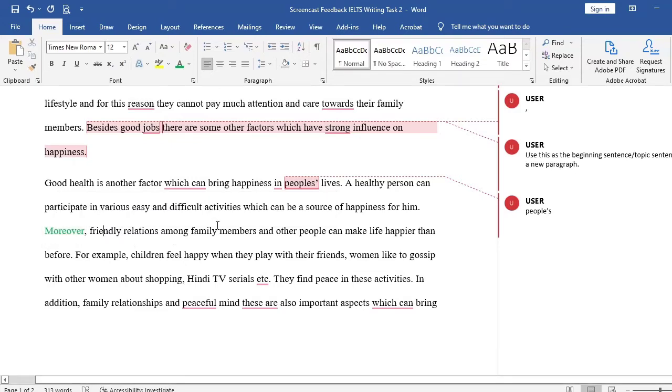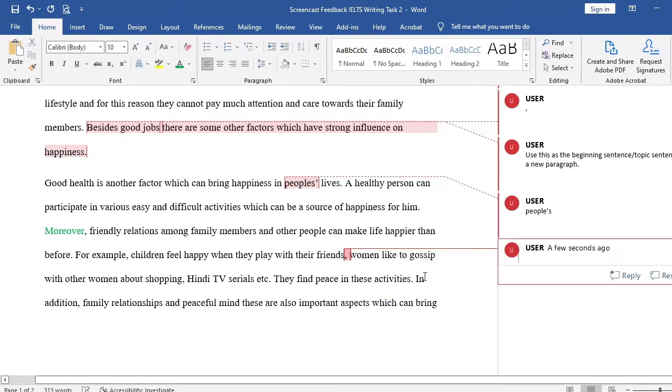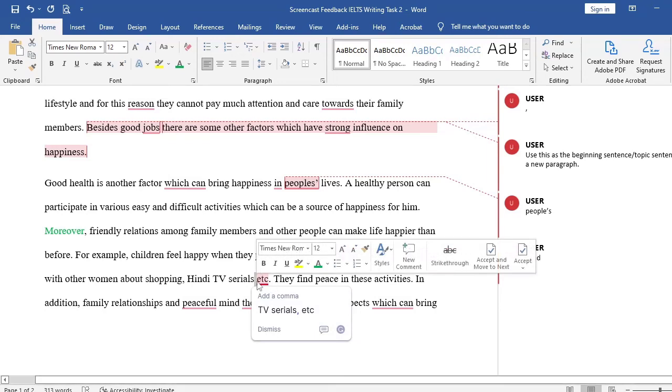Friendly relations among family members and other people can make life happier than before. For example, children feel happy when they play with their friends. Women like to gossip with other women about shopping, Hindi TV serials, etc. Okay, so since there are only two elements here, I believe that instead of a comma, there should be an and here, right? So there should be comma and then and. So it will be like, for example, children feel happy when they play with their friends, comma, and women like to gossip with other women about shopping, Hindi TV serials, etc. And also before etc. there should be another comma. Yes, Grammarly is also suggesting this.